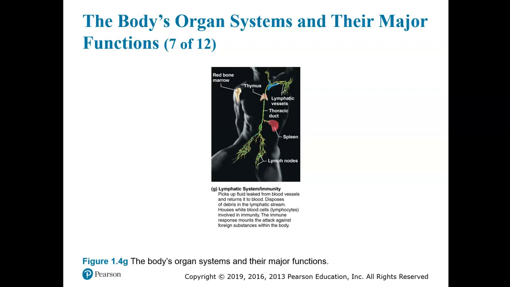The lymphatic system consists of the red bone marrow, which is found in the spongy bone tissue at the ends of your bones. And that red bone marrow produces the T cells and B cells, which are part of our immune system. Then we have the thymus, which is where our T cells go to mature, and lymphatic vessels, and the spleen, the lymph nodes.